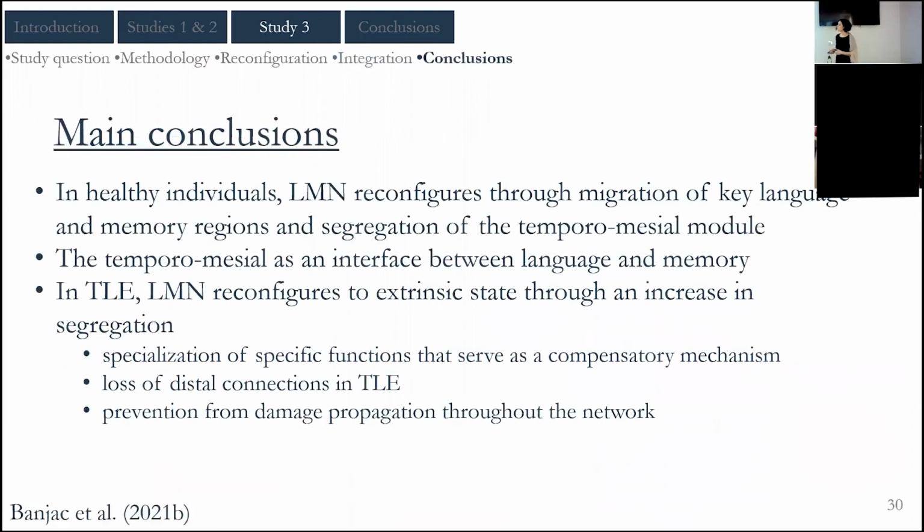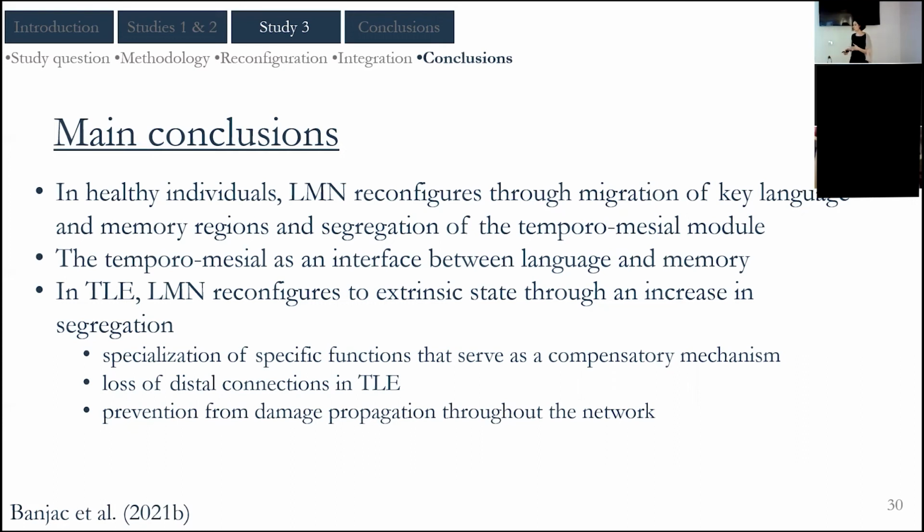To conclude, we found that in healthy participants, the language and memory network reorganizes by the movement of key language and memory regions, especially the segregation of this temporomesial module that could be acting as an interface between language and memory. In temporal lobe epilepsy patients, the configuration mechanism is a bit different. There is a higher segregation of modules, and there could be several explanations for that.